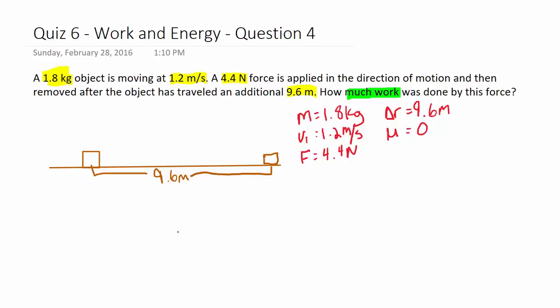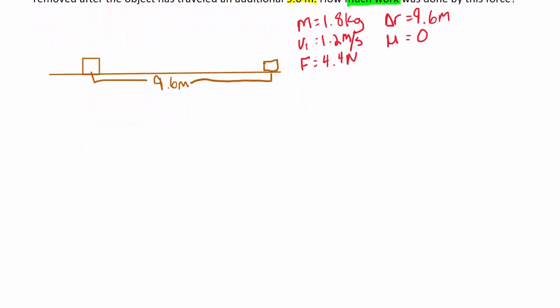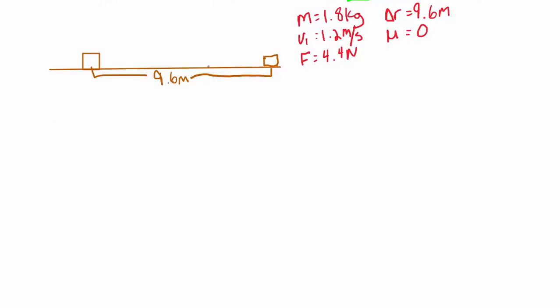Alright, so how much work was done? Well, there's a lot of information in this question that we don't even need, because the formula for work equals force times the change in distance times the cosine. Alright, and we don't care how fast it's moving.